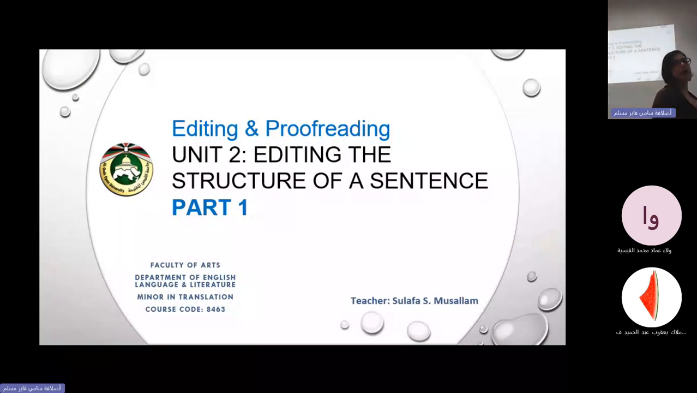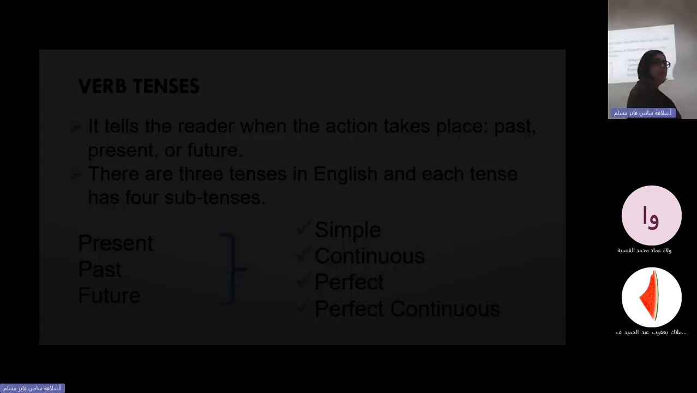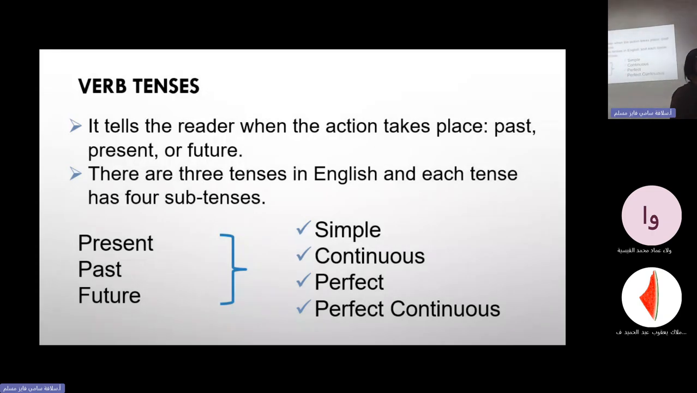Okay, you guys, so this is Unit 2, Part 1 of your book, Editing and Proofreading, and we talked about editing the structure of the sentence. What do I mean by structure of the sentence? The grammar, the syntax, the structure, how the sentence is ordered, okay? So, in this part, we will talk about some main points. One of them is the tenses.